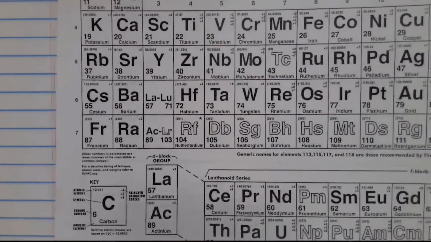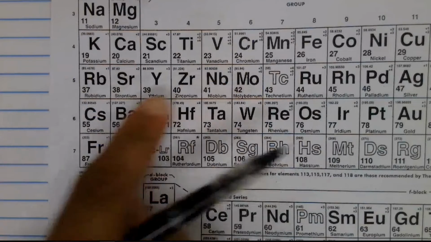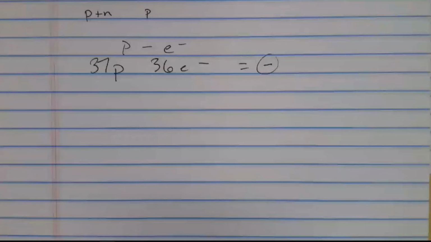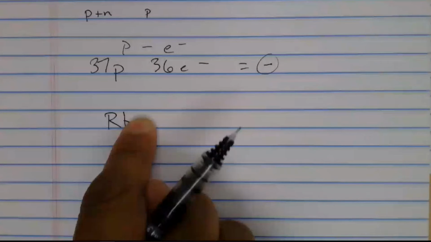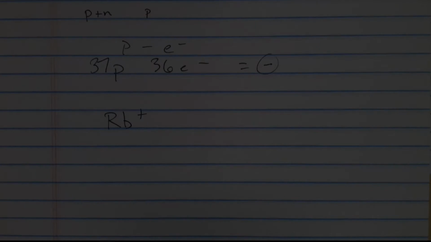37 protons, so protons is the atomic number. So we go to the table, look for 37, there you go, Rb, rubidium, and then on top of rubidium, we'll put the positive charge, like that. Now, they're not asking about isotopes, so we won't worry about that.